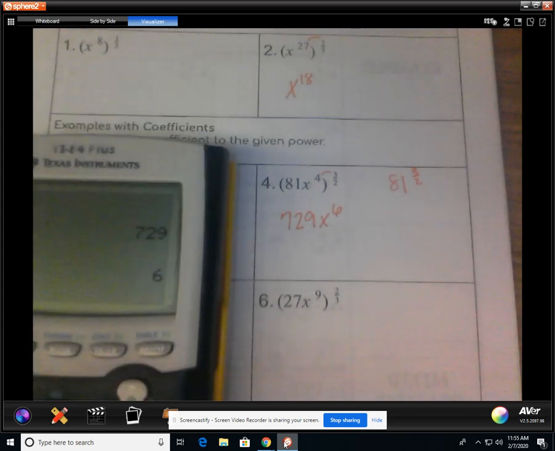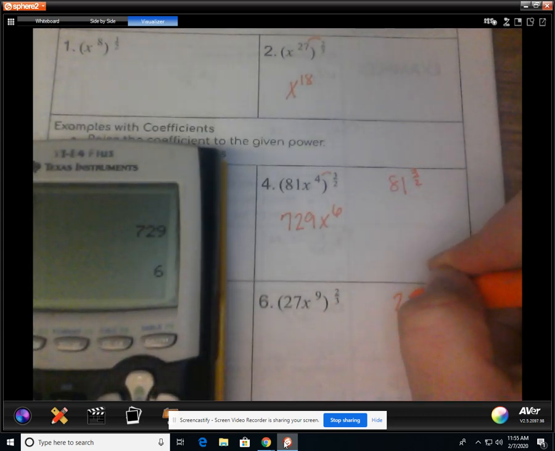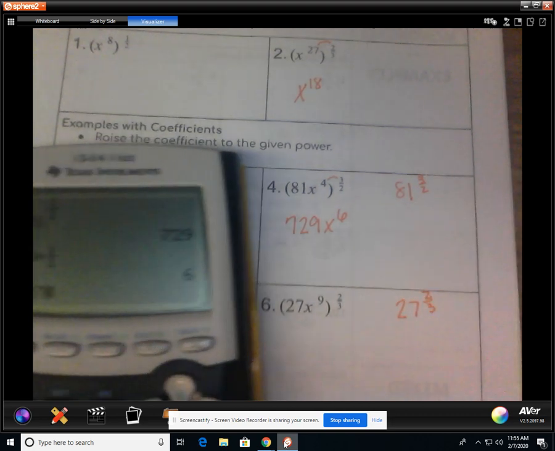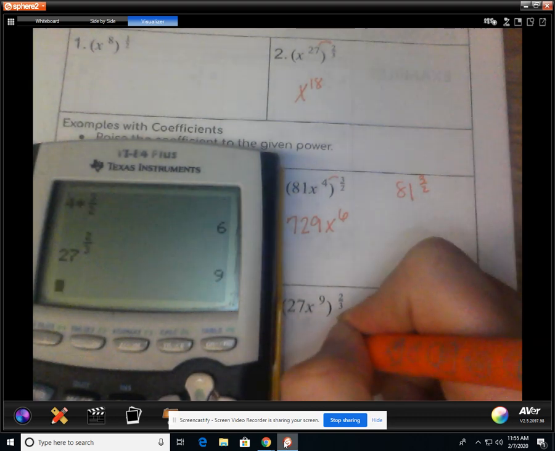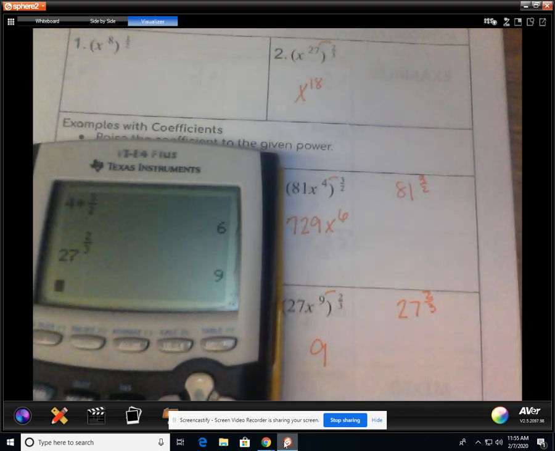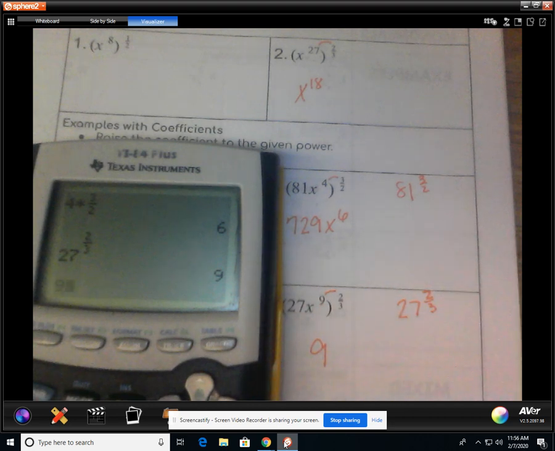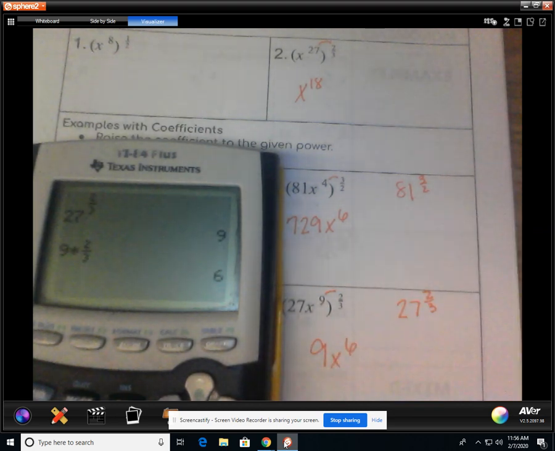For number 6, we're going to do 27x to the 9th to the 2/3. So I'm going to take 27 and put it to the 2/3. So 27 in the calculator to the 2/3 and hit enter. This gives me 9, and then I have to do 9 times 2/3 because that's the exponent. So the exponent times the outside. So 9 times 2/3, and that becomes x to the 6th.